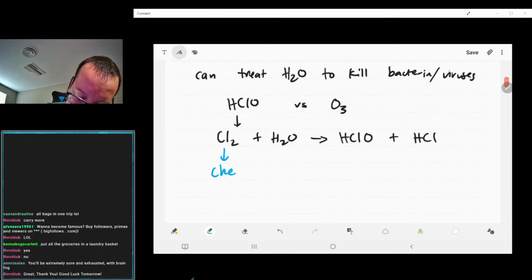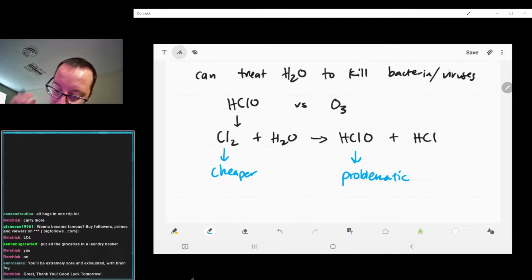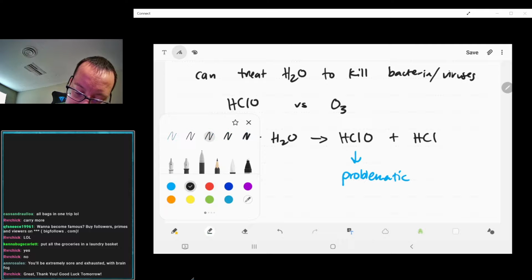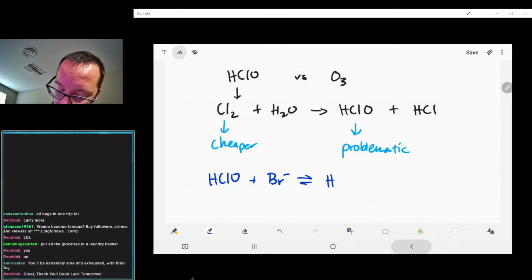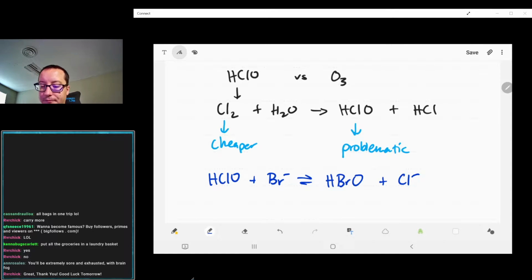So this one is cheaper, but this is problematic if it were to encounter other things. Primarily, if it encounters the bromide ion, we're going to see that this will actually oxidize the bromide ion, forming hydrobromic acid, hypobromous acid, my goodness, and the chloride ion.